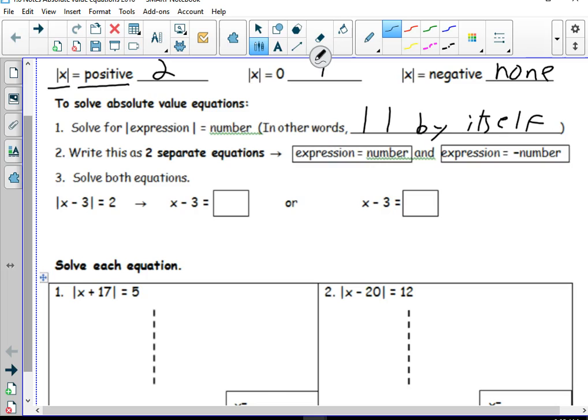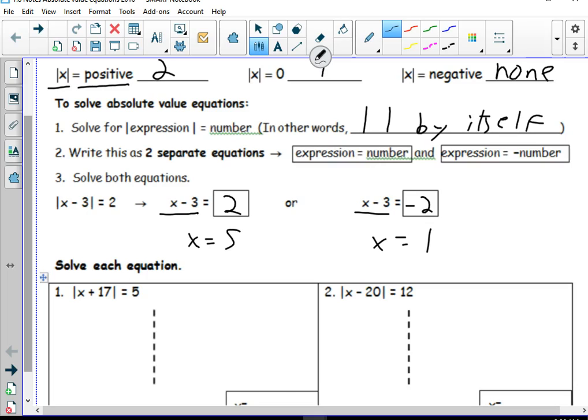So for example, the absolute value of x minus 3 equal to 2. We're going to take that x minus 3 and set it equal to 2. And we're going to set the x minus 3 equal to negative 2. And then you just solve. So if you add 3, x equals 5. And if you add 3, x equals 1.